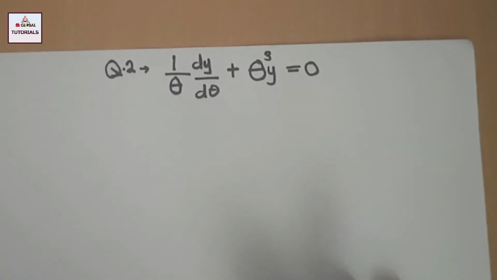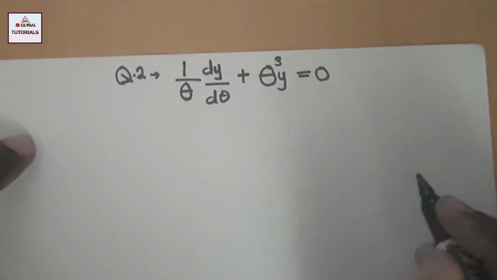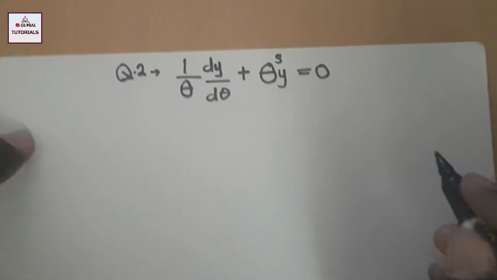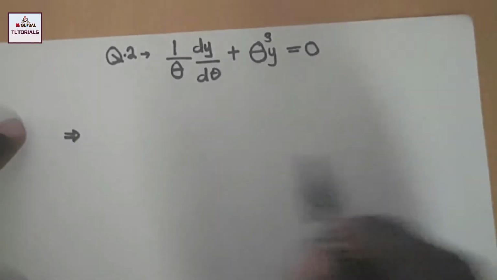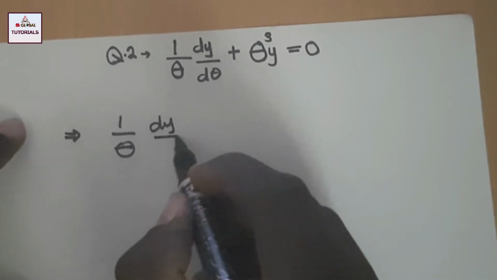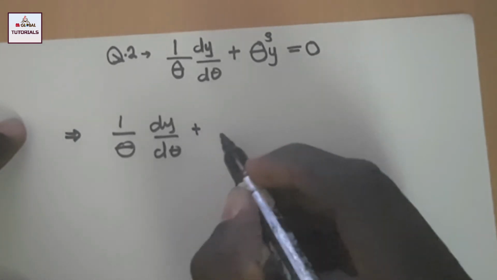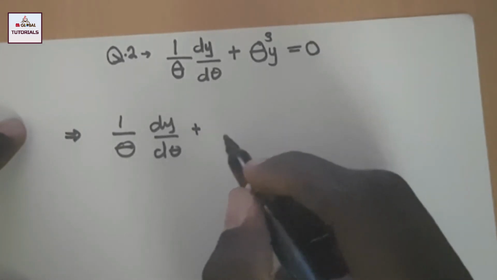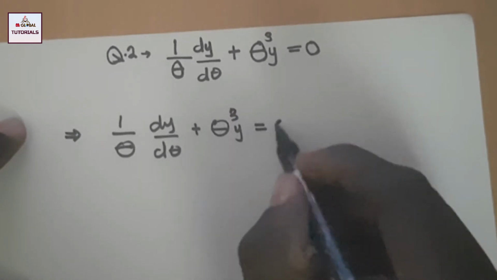Thank you. Let's solve another equation here. For this kind of equation, we've just changed the variables. It's the same steps. Instead of x, we made it theta. So step 1 says we should make it standard form, and 1 over theta dy over d theta. So it means theta here is the independent variable and y is the dependent variable. Plus theta cubed y equal to 0.